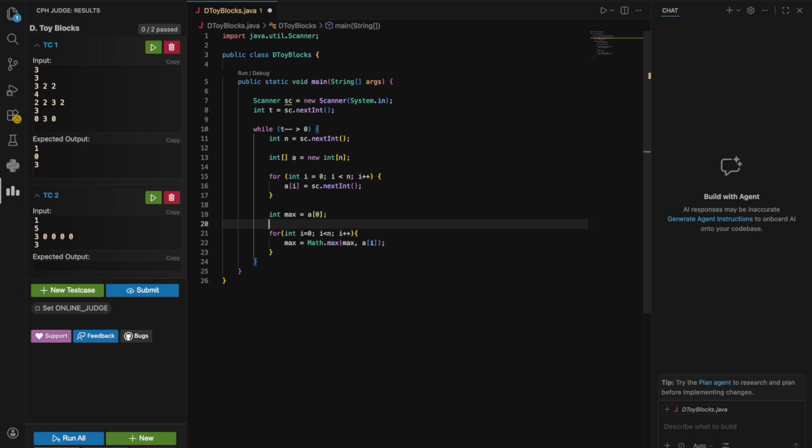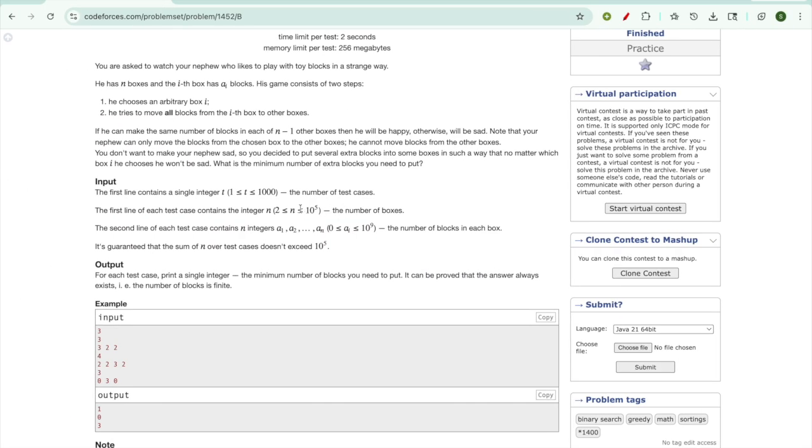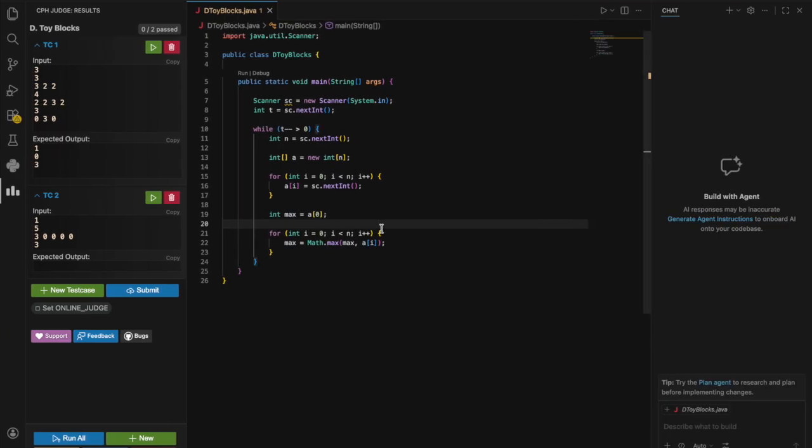For that, we need to use long because the number of boxes is 10 power 5 and the number of blocks is 10 power 9. If we use int, then overflow will happen. So let's go with long and sum plus equal to long, where I'm typecasting int to long.